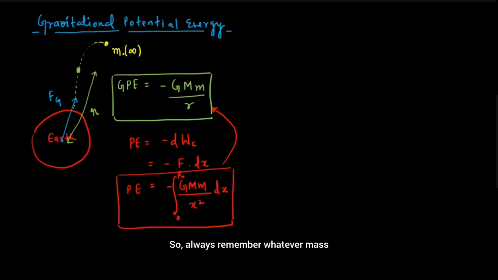So always remember whatever mass that small object is going to possess, whatever mass that planet or the big object is going to possess, and the distance between them. So negative of all those things will give us gravitational potential energy. Apart from this, we can also relate this relation in some other terms.